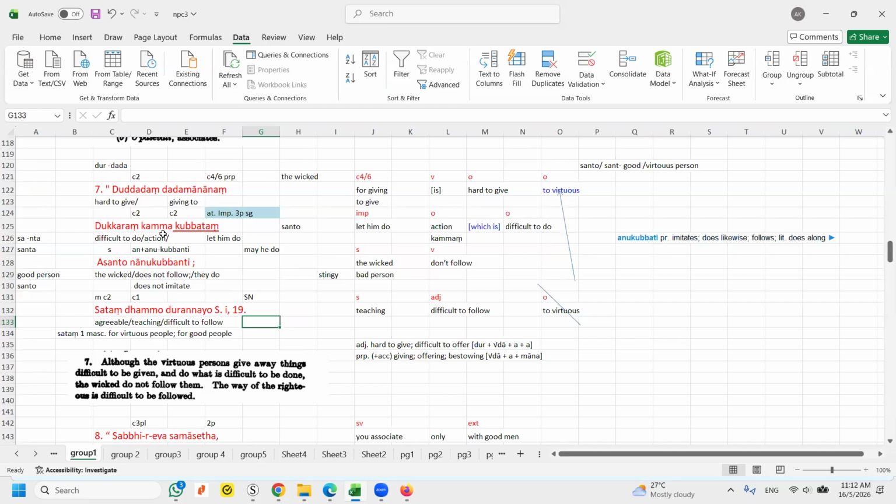So this has to be object. This is object. That means let him do action. Then this and this are the same case, because this one, karaṇa, is also accusative. So when you have two accusatives, this is the one you have to insert, which is difficult to do. So unless you don't want to put this, that means let him do difficult action. You have to put something like that. Difficult.